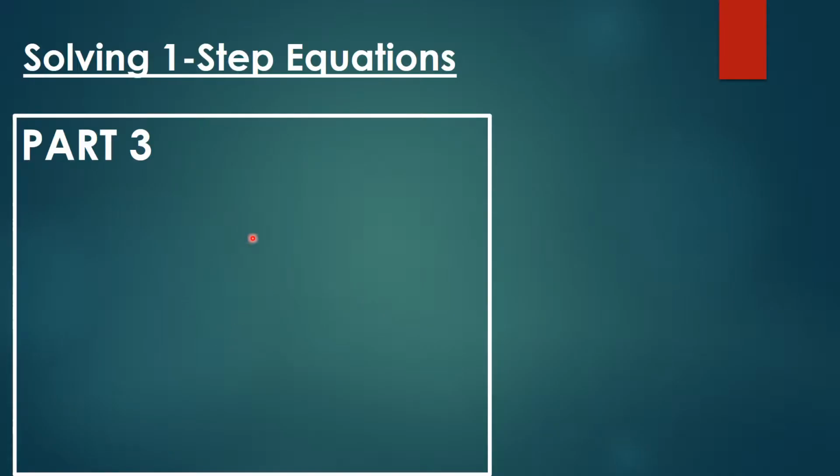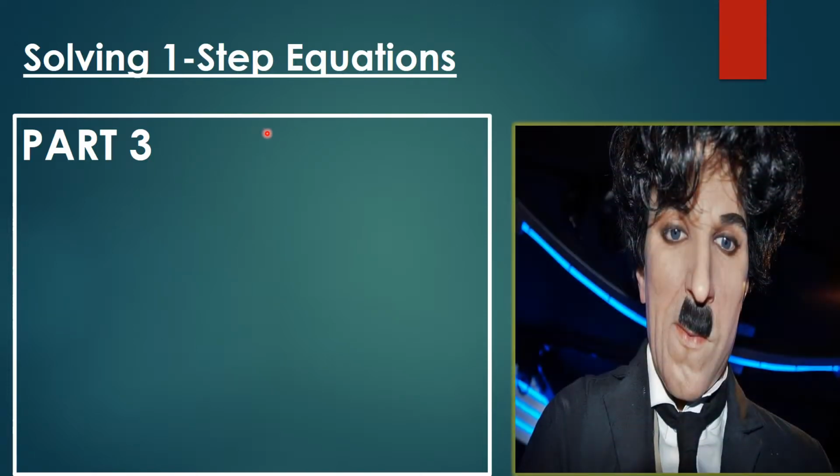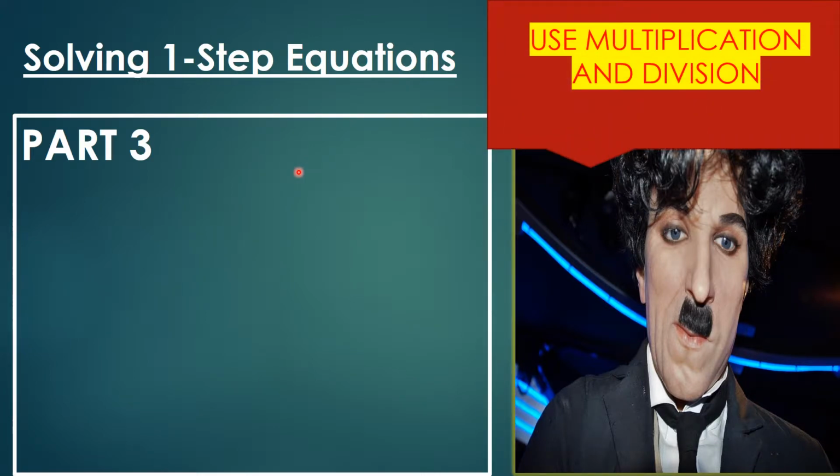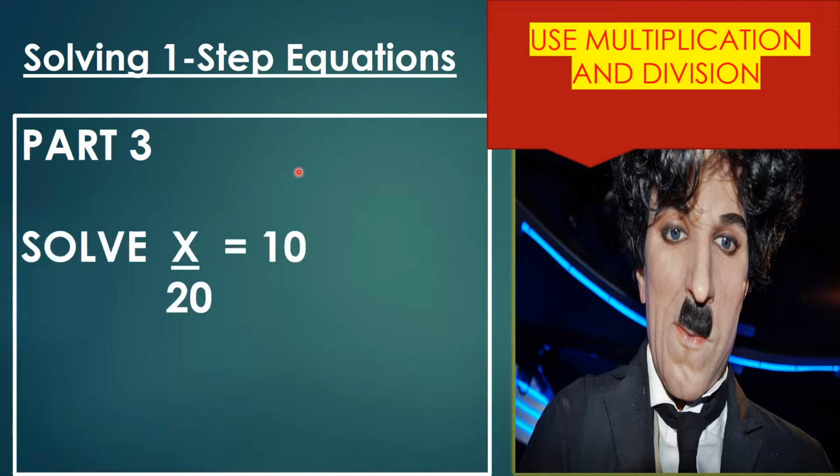Let's get this lesson started. So we're still on solving one-step equations part 3. And as we can see, we have our friend here, and he says we're still going to be using multiplication and division to solve these one-step equations. So here's an equation that you might see, or a problem you might see. Solve x over 20 equals 10.